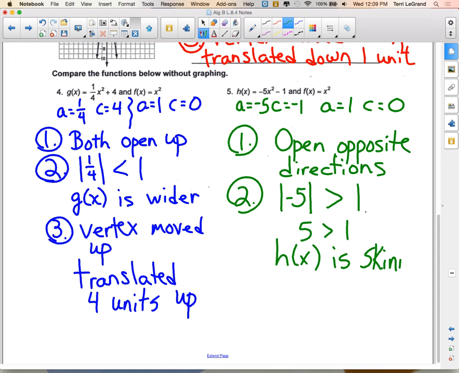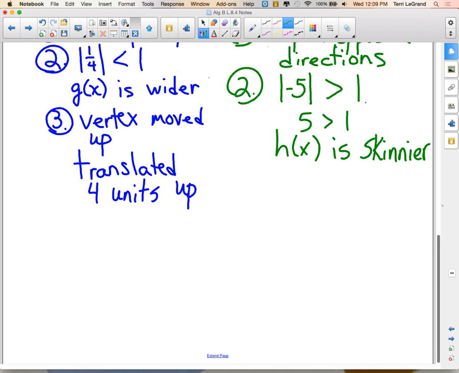Do you know how to spell skinnier? It's S-K-I-N-N-I-E-R. Yeah, skinny is with a Y, but that Y changes to an I, right? Am I right? My English people in here.